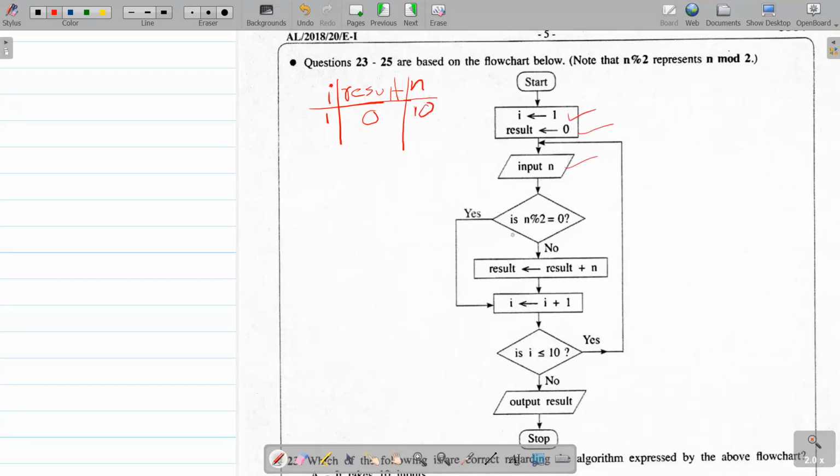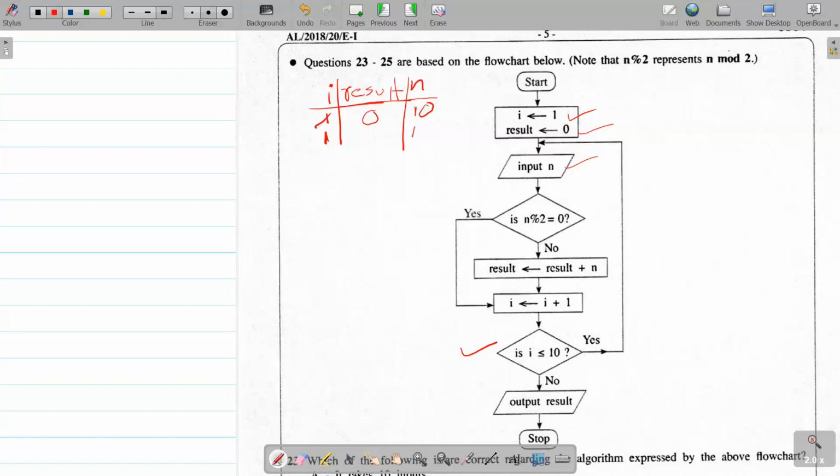Then it says, is n remainder 2 equals 0? N remainder 2 equals 0. So 10 remainder 2 equals 0. So it is yes, according to the n that we took. That means they are saying increase I by 1, then assign into the I again, right? Then the question asks, is I less than or equal 10? It is less than or equal 10, so it is correct. And it asked me to iterate again, right?